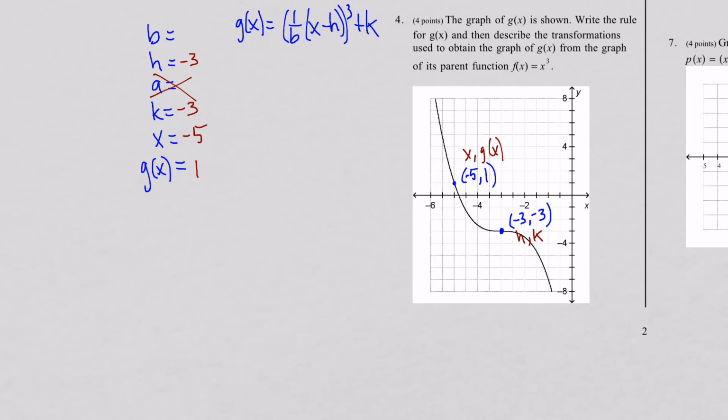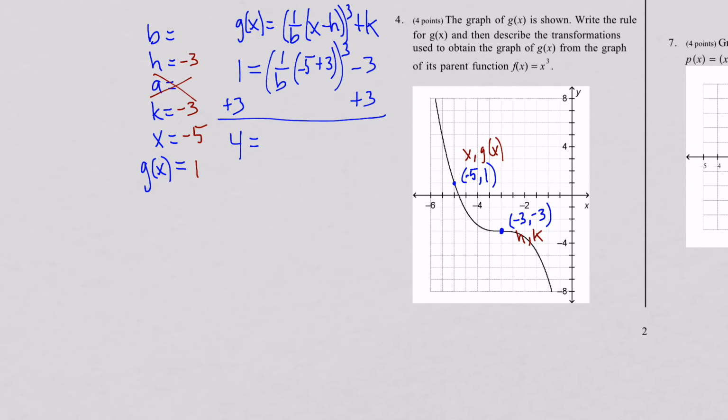Let's plug everything in. G of X is 1, so we're going to put 1 for G of X equals parentheses 1 over B. We can't replace that with anything because we don't know what it is yet. X minus H, that means negative 5 minus negative 3, so plus 3. All of it cubed. Plus K, which is minus 3. We're going to clean up the exact same way we did before. I'm going to add 3 here to send it to the other side. That's 4. 1 over B. I'm going to clean up inside these parentheses. Negative 5 plus 3 is negative 2. Cubed. That's what I have.